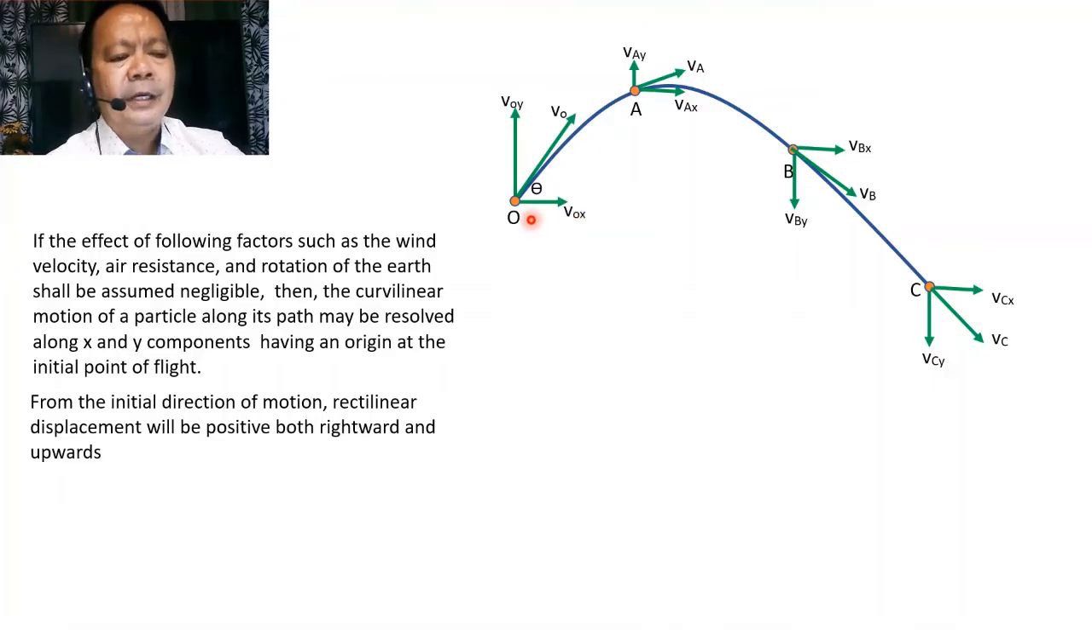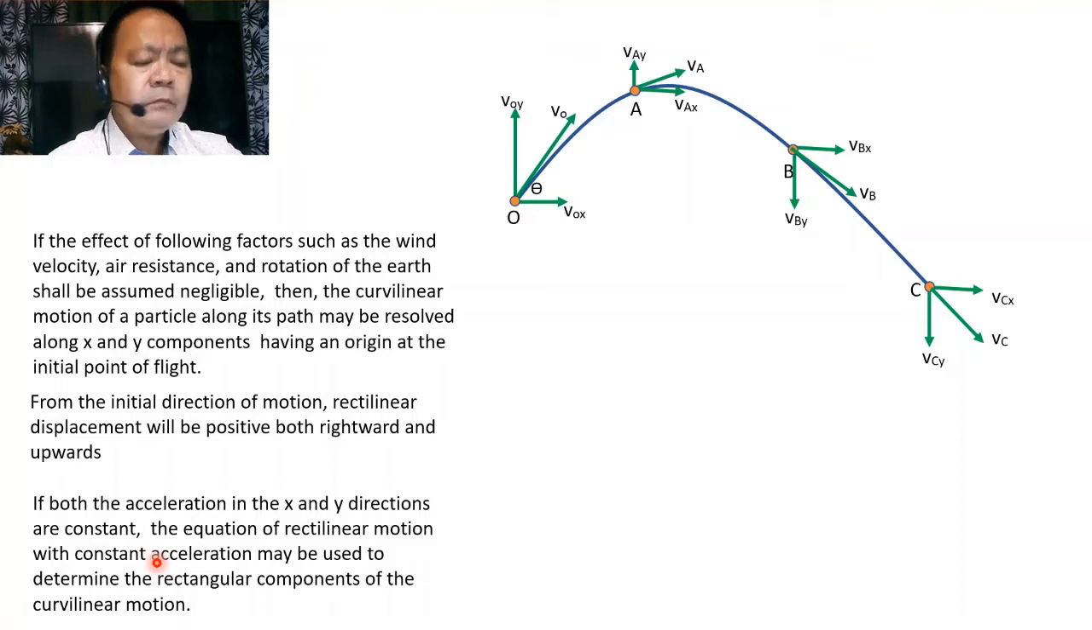If after some other time, the position is already at C, you will notice that C is already below the original position at O. Then the displacement from O to C will now be considered negative because it is directed in the downward direction. But still, the horizontal displacement will still be positive because it is found at the right of the original position.